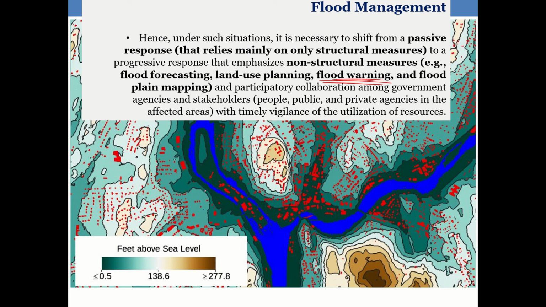See, for example, let's say this is one of the maps which talks about the sea level rise, and it will show what the impact will be on the terrain. It's a very figurative map only.